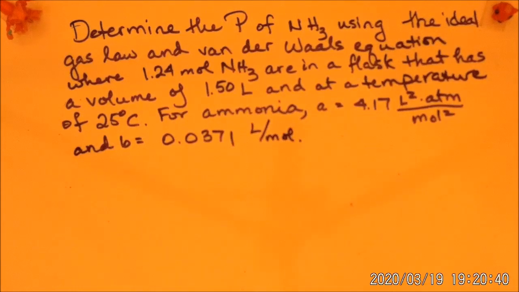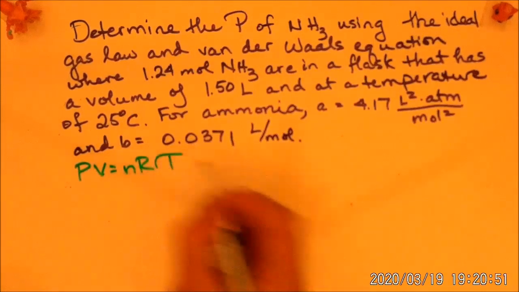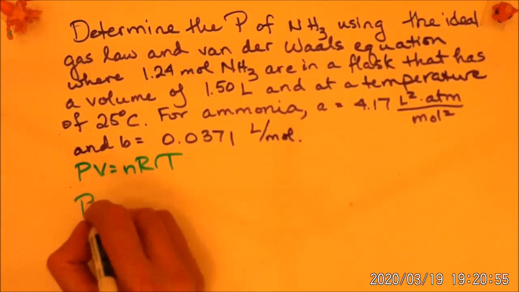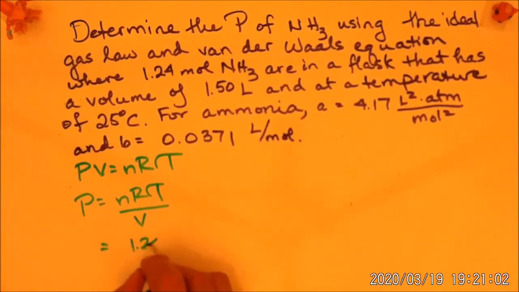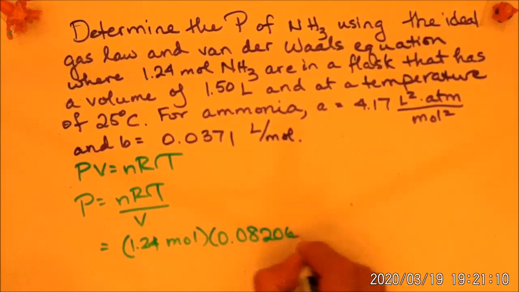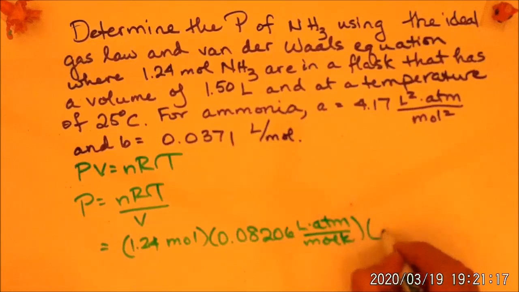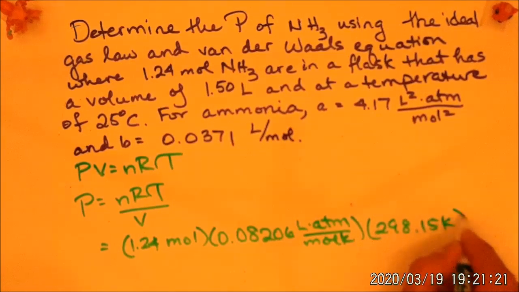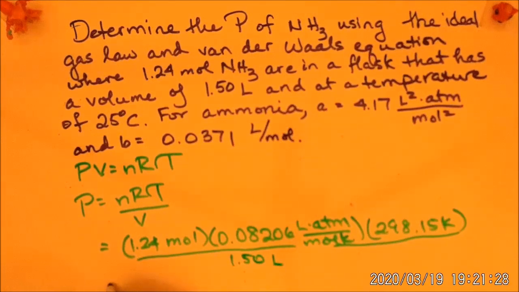Okay, let's do the ideal gas law first. We're looking for the pressure, so pressure is equal to nRT over V. We have 1.24 moles of gas times R, 0.08206 liter atmosphere per mole Kelvin, times the temperature, 25 degrees, 298.15 Kelvin, all divided by 1.50 liters. So the pressure that we get is going to be in atmospheres.